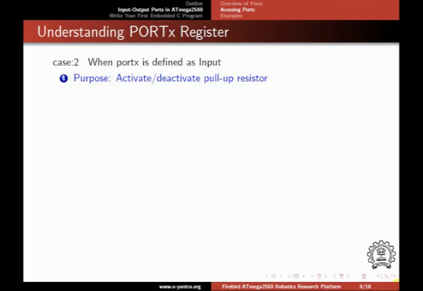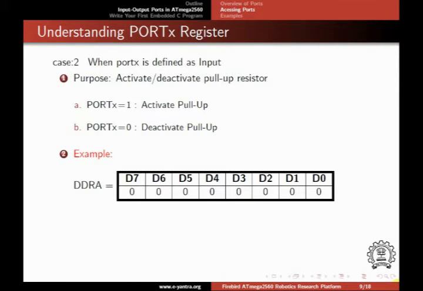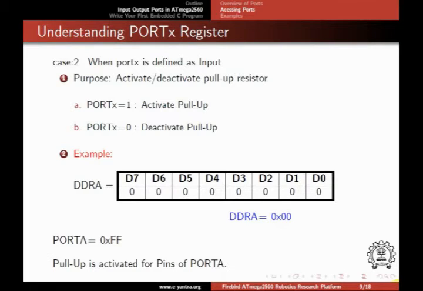So to activate the pull-up register, we assign the value PORTx = 1, and to deactivate it, we assign the value PORTx = 0. Let us consider an example now. In this, we make port A an input port using DDRA = 0x00. Then to activate the pull-up, we assign PORTA = 0xFF. So the pull-up register is activated for all the pins of port A.